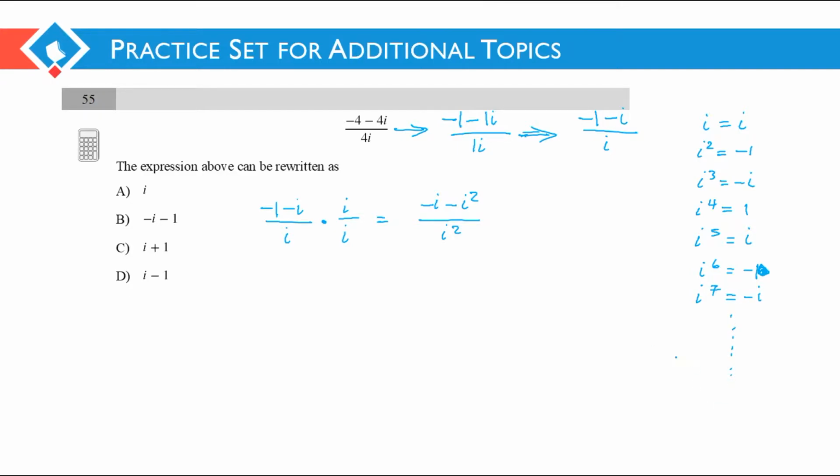This pattern will continue. So in this case, we know that I squared is going to be equal to negative 1. So this becomes negative I minus I squared, which is negative 1, divided by I squared, which is negative 1. Just like that. You have to be disciplined in your parentheses and maintaining your negative signs here. All right, and we keep going. So this turns into negative I plus 1 over negative 1.